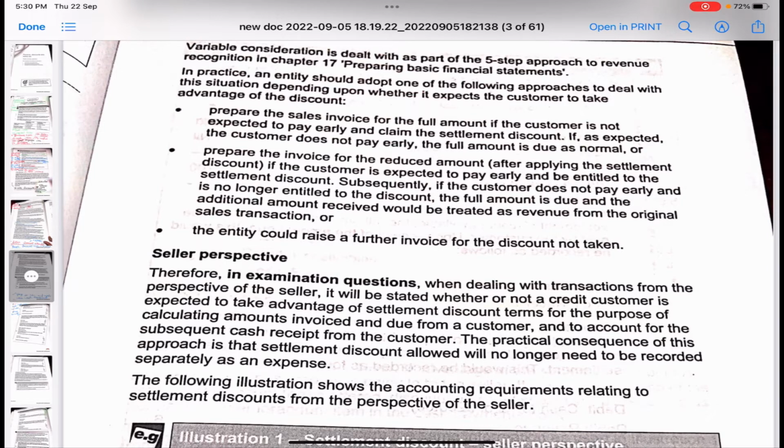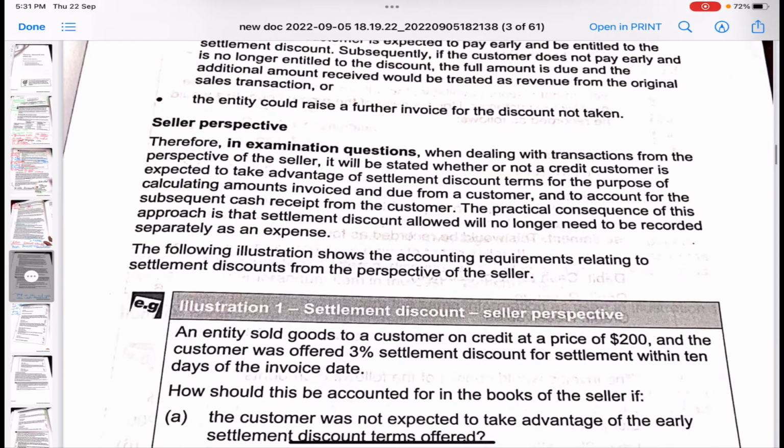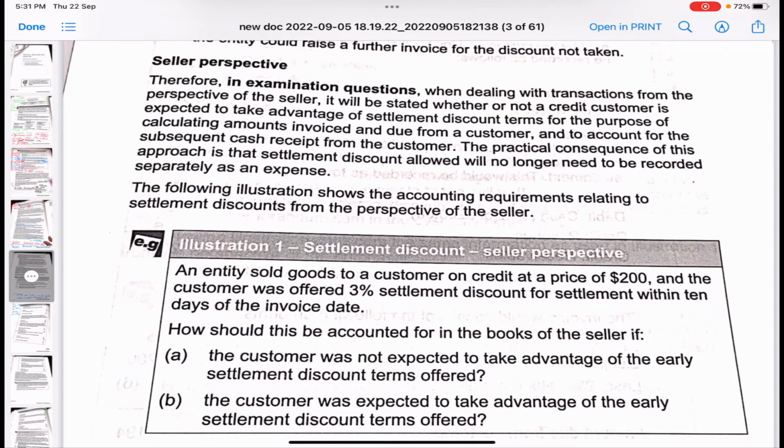So this is nothing but the same thing which we have discussed: in a situation when a person is expected to pay early, you will make an invoice wherein you show that they have taken the settlement discount, and if they fail to pay early, then we reverse the entry, and likewise. So this we'll be discussing with the examples.